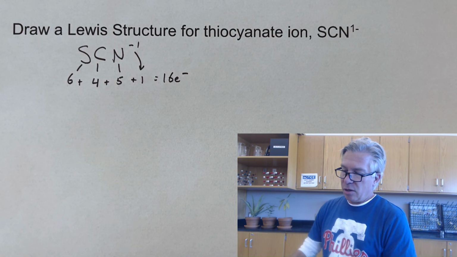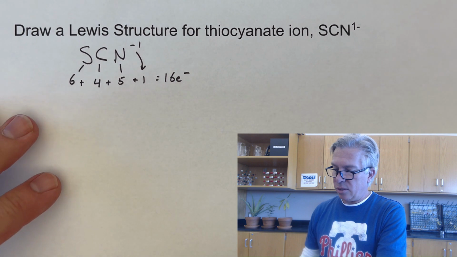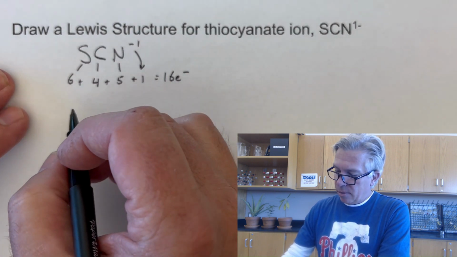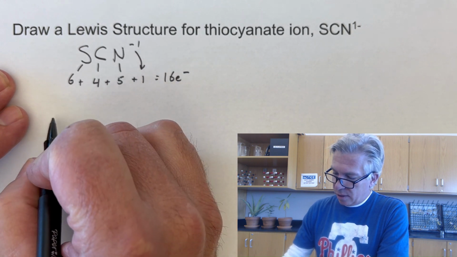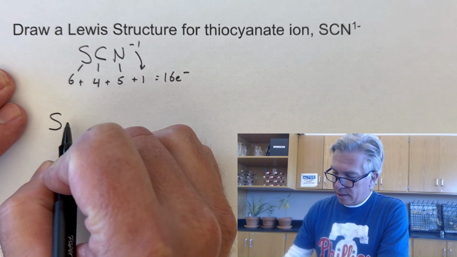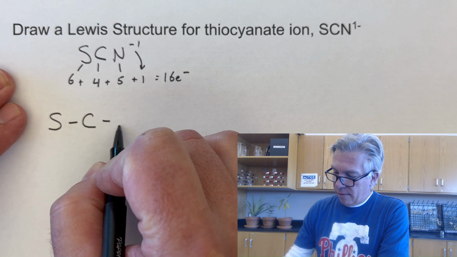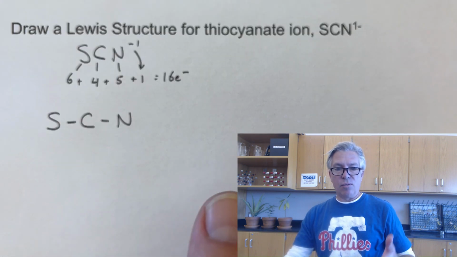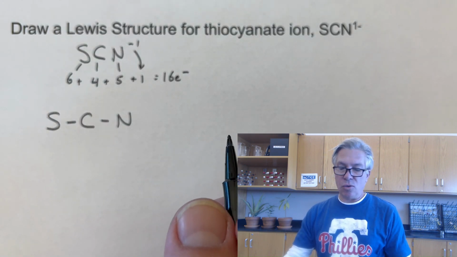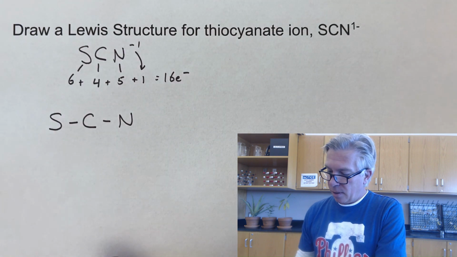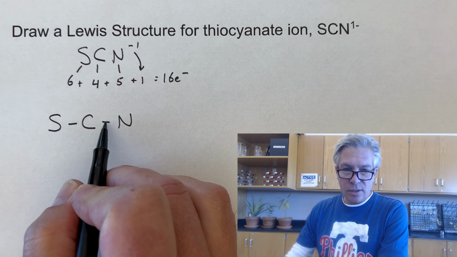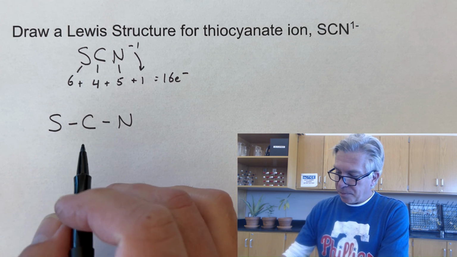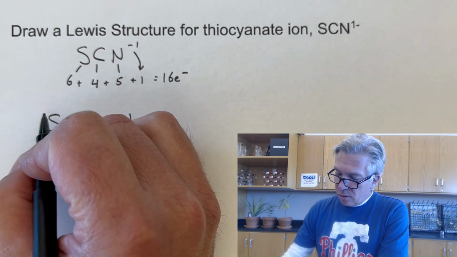Okay, so what we're going to do then is to start by drawing a skeleton structure, and we're going to use the order that they are in, so S, C, N, and for these types of ions, it's often written in the chemical formula as to which order they actually do come in. So we're going to start by giving them both a single bond. That's 2 electrons, 4 electrons. So I've got 12 more to go.